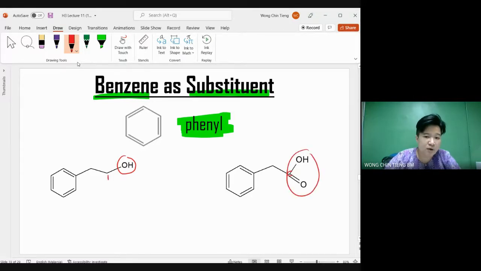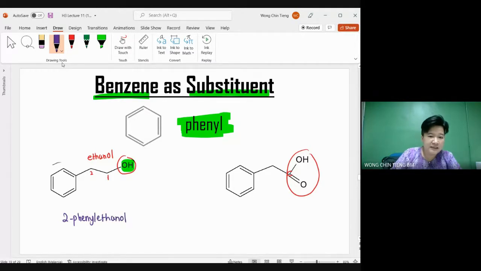Kat sini adalah 1, 2. So yang ni adalah etanol. Etanol adalah parent. Kenapa etanol adalah parent? Sebab dia adalah OH. Alright, dia ada OH. So kat sini dia akan jadi apa? Carbon number 1, carbon number 2, dia akan jadi 2-phenyl etanol. Okay, yang ni akan jadi substituent, so nama dia akan jadi phenyl. 1, 2 akan jadi etanol.